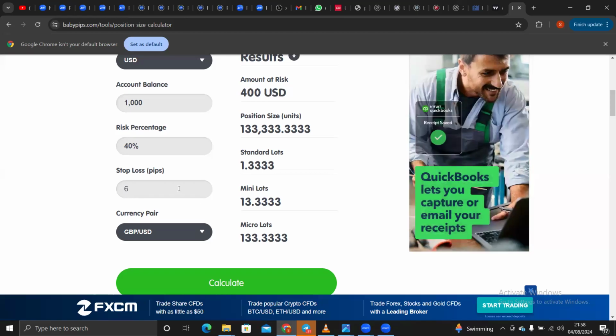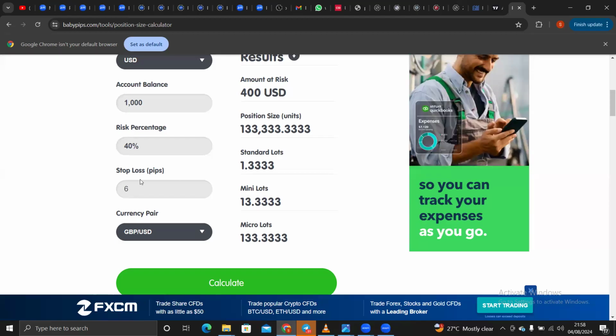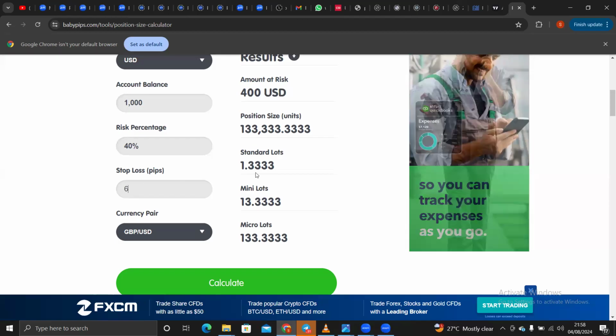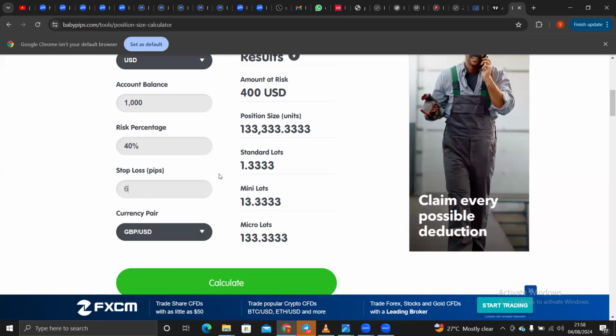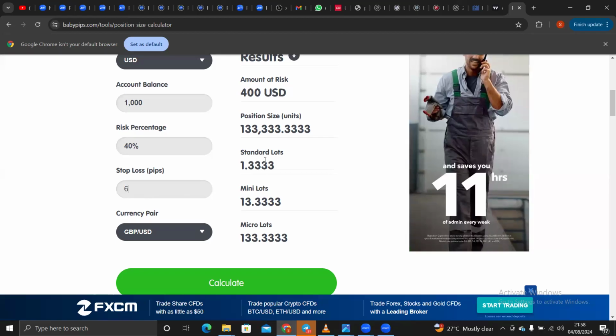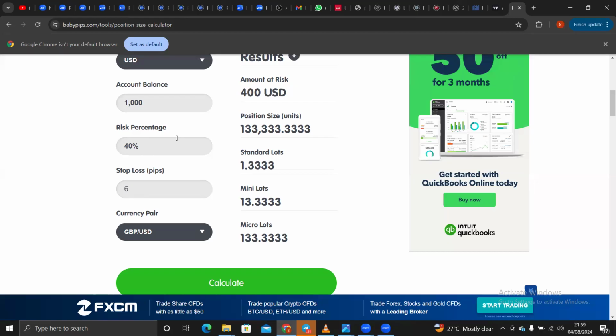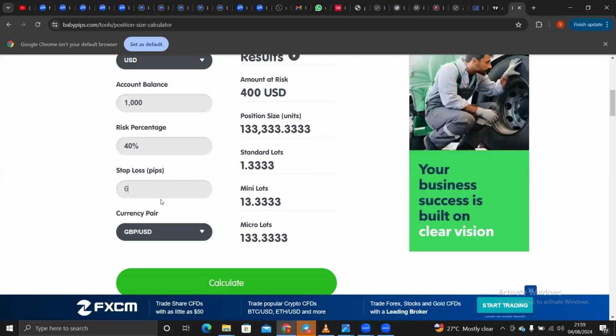So know that stop loss is a factor of standard lots to use. If it's high, this one will reduce. If it's low, you have the tendency to increase your standard lot size. So that is how it works. This one also has a relationship with this one, and this also has a relationship.